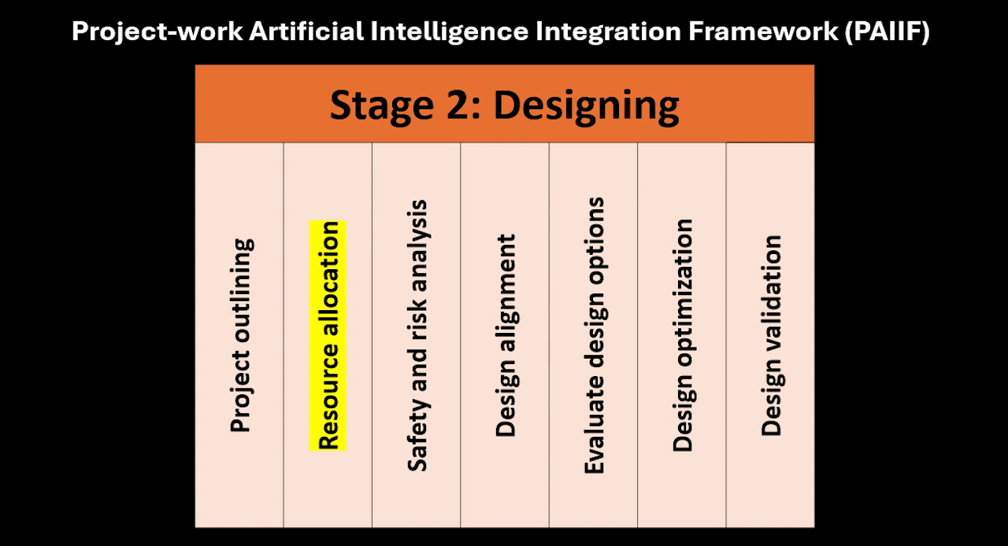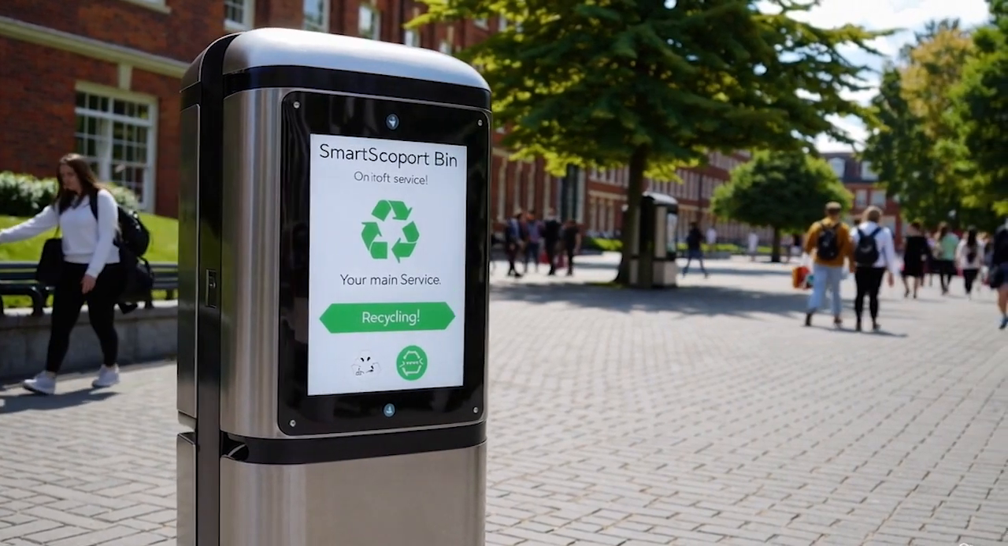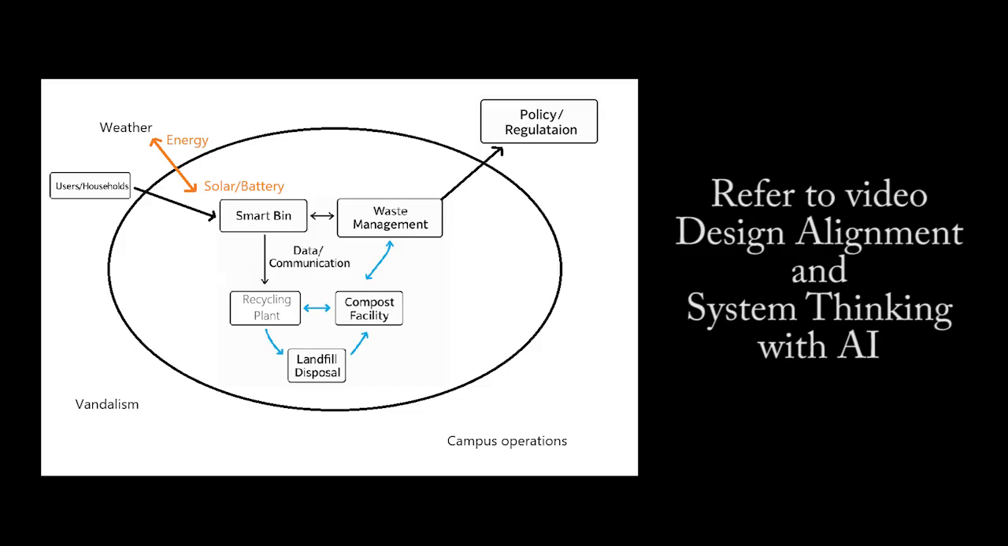Resource allocation is a part of the designing stage of the project work artificial intelligence integration framework. Let's explore how this is done using the smart bins that we've been using in our previous video. Applying the CAC co-intelligence approach, we start by applying our mind to consider what are the design requirements. You should consider the systems diagram to ensure all components of the system are included within this design.